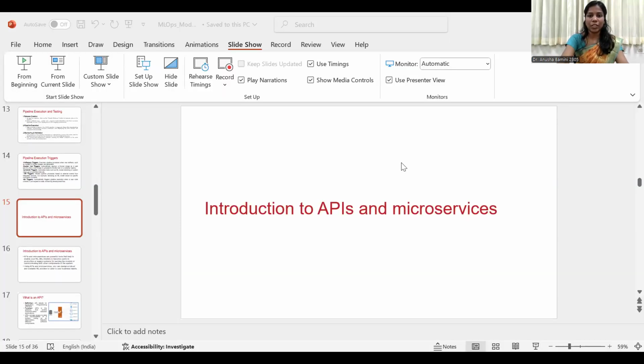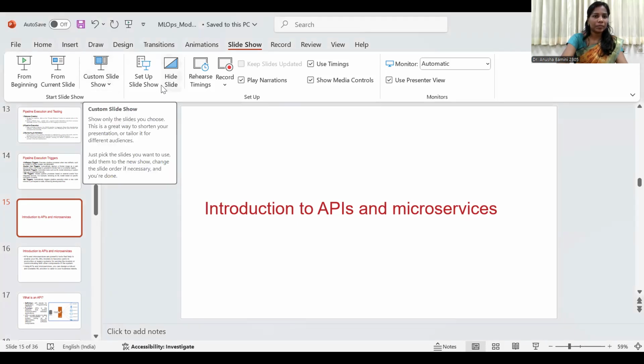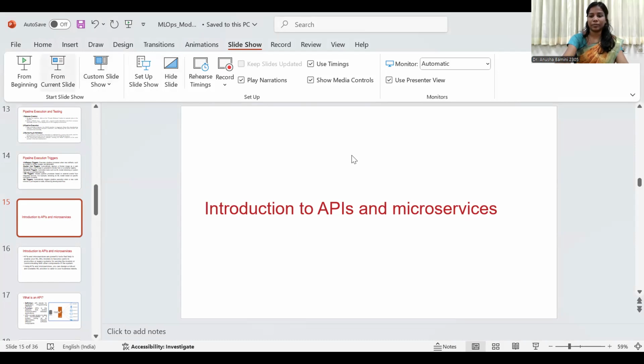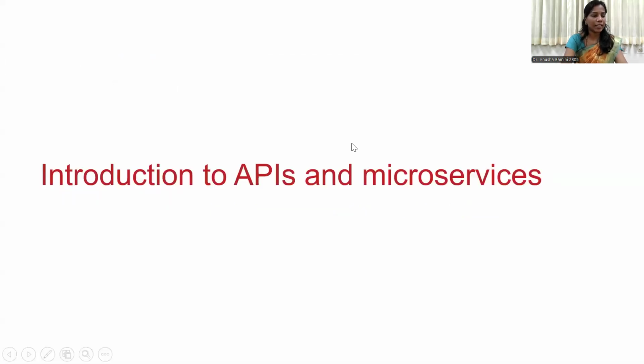Morning, students. Today's topic is Introduction to API and Microservices from the fourth module. In the last class, we learned about the CI/CD pipeline: continuous integration, delivery, and deployment. In place of deployment, we need this API and microservices. So we know about API. The expansion for API is application programming interface.